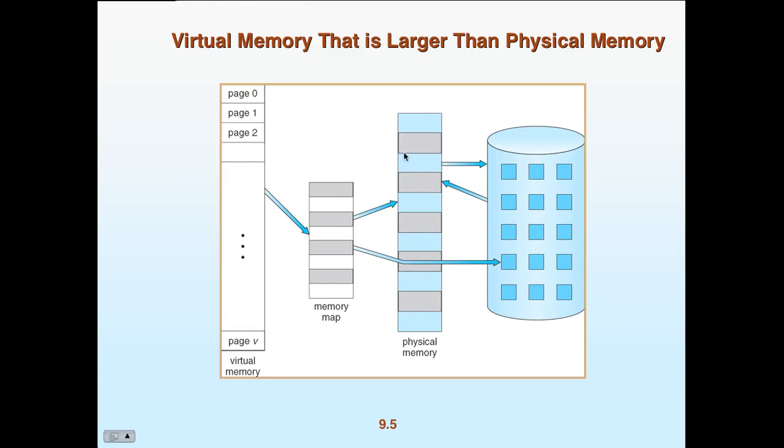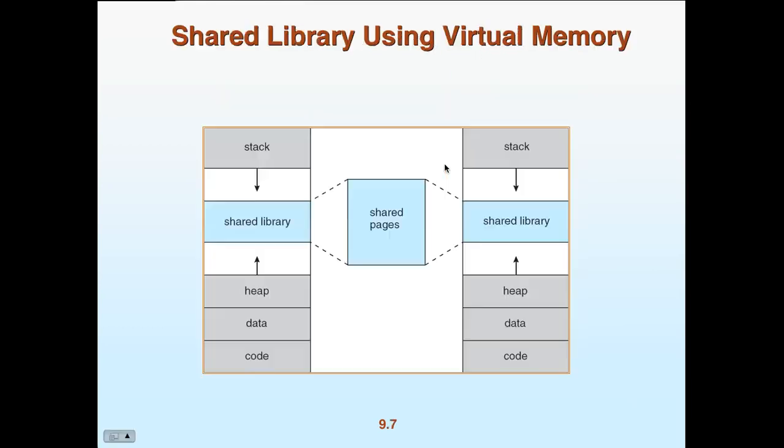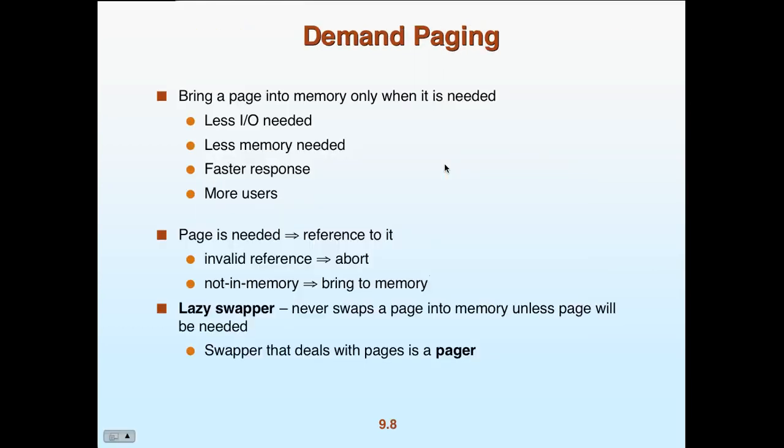So lazy swapping waits till the last minute and says, do we need to make room? If we don't need to make room, then don't do anything. So it never swaps a page into memory unless a page will be needed. Never pulls things out unless it needs to be pulled out to make room. So it waits until the page is actually called, which means you load something up. You use it once, let's say, for example. You don't use it again. You may never, ever use it again.